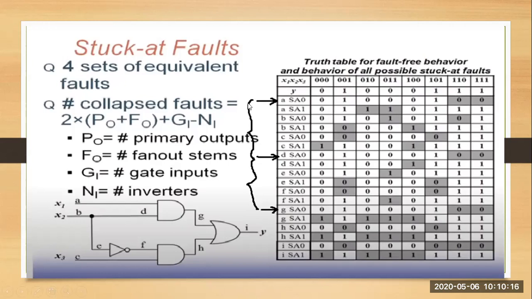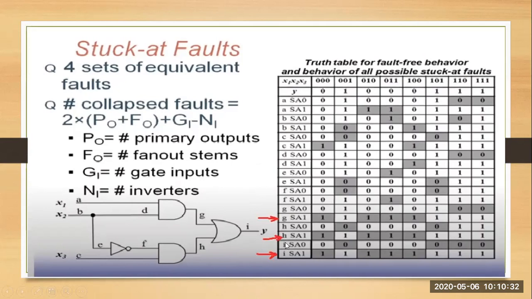So in total we have fault equivalence: all stuck at 0, D stuck at 0, and G stuck at 0. Like this, we have one equivalence set. In the same way, we have one more equivalence here: G stuck at 1, H stuck at 1, and I stuck at 1. So in total we have 4 sets of equivalents within these outcomes. On comparing all the results, you can identify the 4 sets of equivalents.